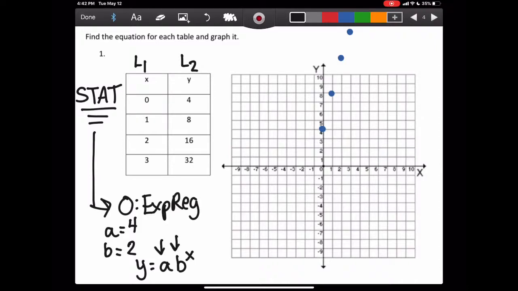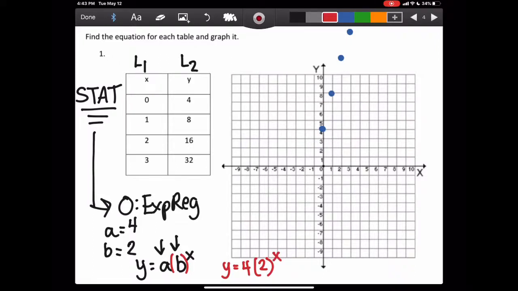It's very important that whenever you write your answer, you put parentheses around your B, because if not, it's going to look like your numbers go together. Let me show you here. You have y equals 4, 2 to the x power. If you do not put parentheses, that looks like 42 raised to the x power. That's why it's important to put your B in parentheses. So we have 4 times 2 raised to the x power.